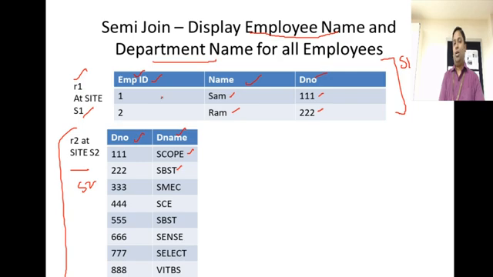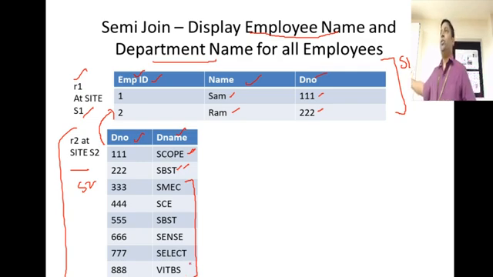Now, what shall be the approach? See, if I'm going to ship this entire department table here to the employee side, what is the problem? I need only two records for joining, but unnecessarily I'm shifting all the other records that are not going to be part of my join. So it's an unnecessary waste. So that will be a costly operation.